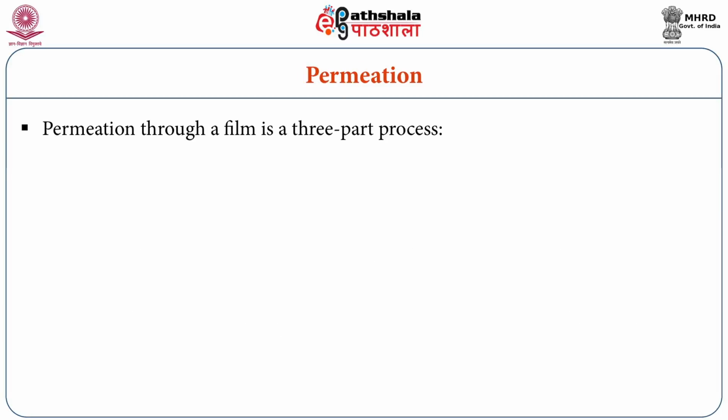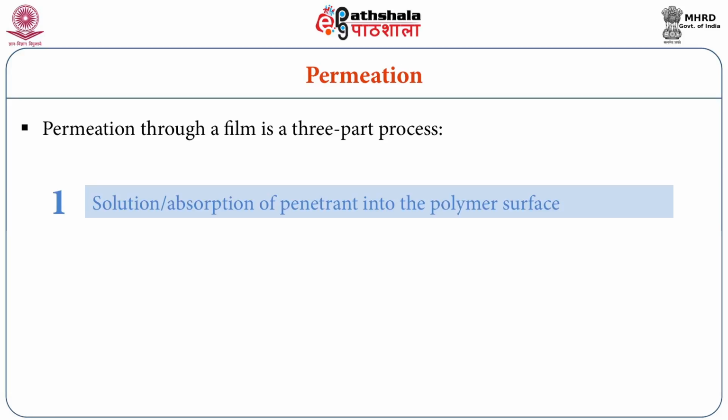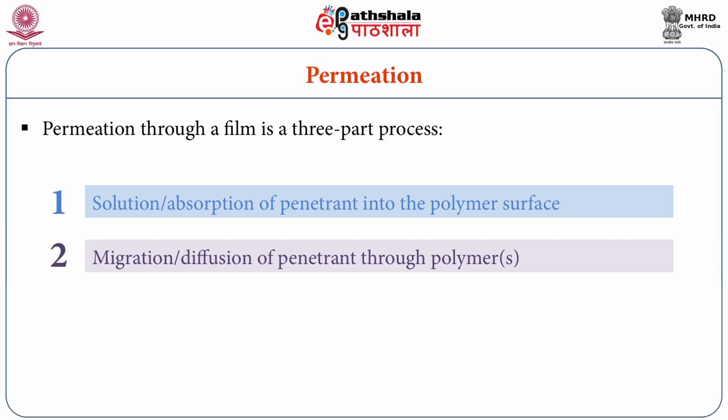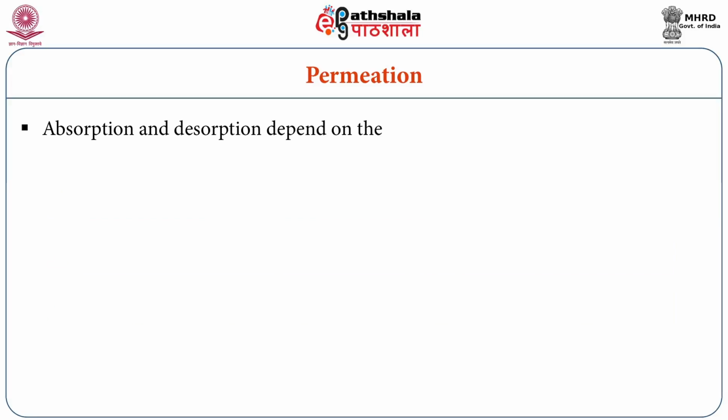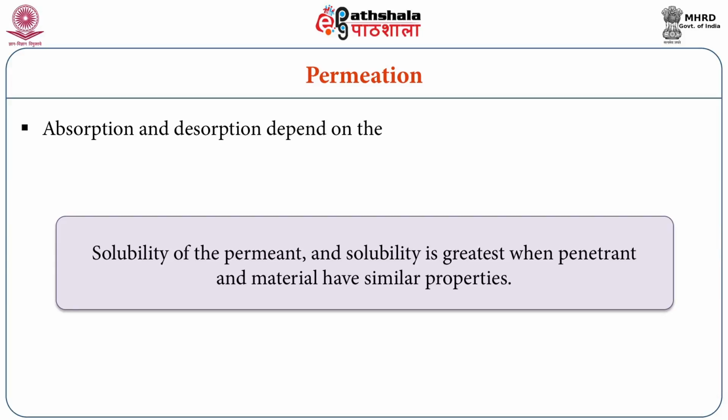So, starting with permeation. Permeation through a film is a three-part process. First one is solution or absorption of penetrant into the polymer surface, then migration or diffusion of penetrant through the polymer, and then emergence, desorption of penetrant from the opposite surface of the polymer. Absorption and desorption depend on solubility of the permeant, and solubility is greatest when penetrant and material have similar properties.